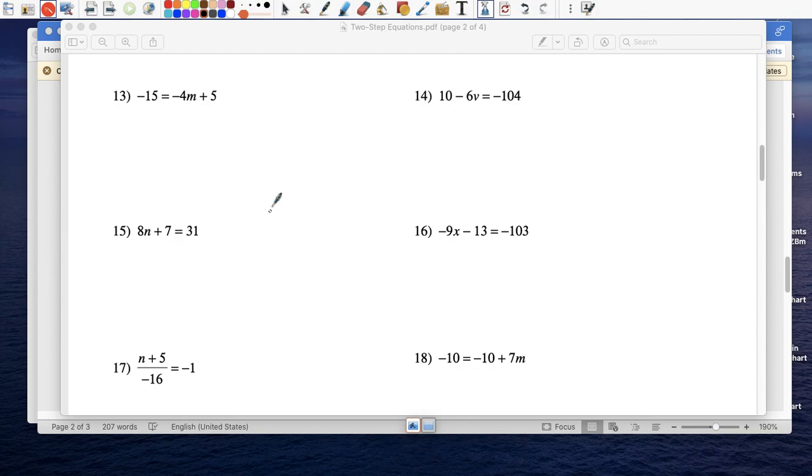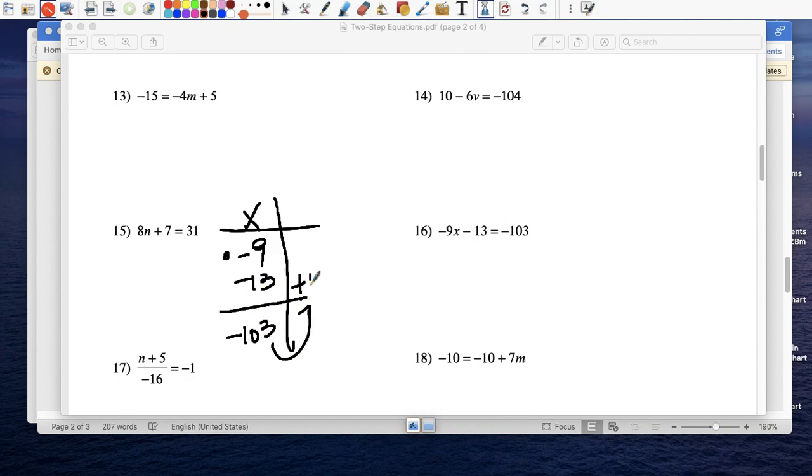Number 16. X is my variable. I'm multiplying that by negative 9. I'm subtracting 13, and I get negative 103. I'm going to add 13 to both sides and then divide both sides by negative 9 to find the value of x. So add 13 here, add 13 here. That goes away. I'm left with negative 9x equals negative 90.